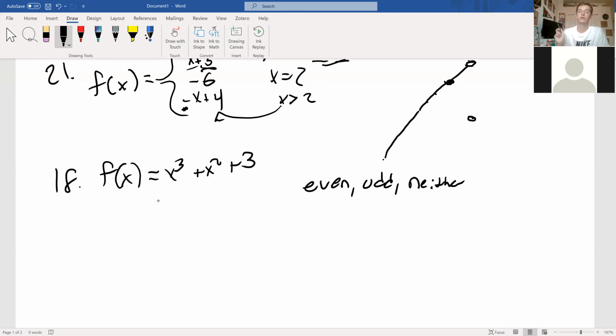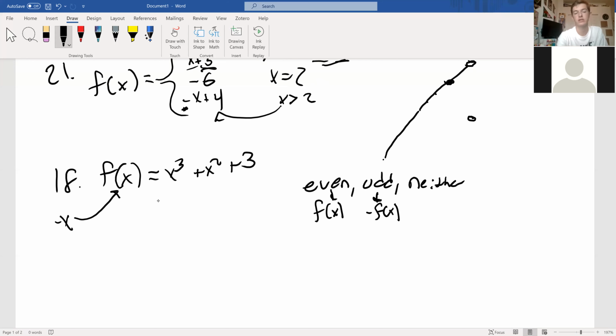And then there's two ways that you could do this. If you remember the trick, then that makes it a lot easier. If you don't remember it, what you would do is plug in negative x for x in f of x. If it turns out to f of x, that means it's even. If it turns out to negative f of x, it's odd. And if it does neither, then it's neither.